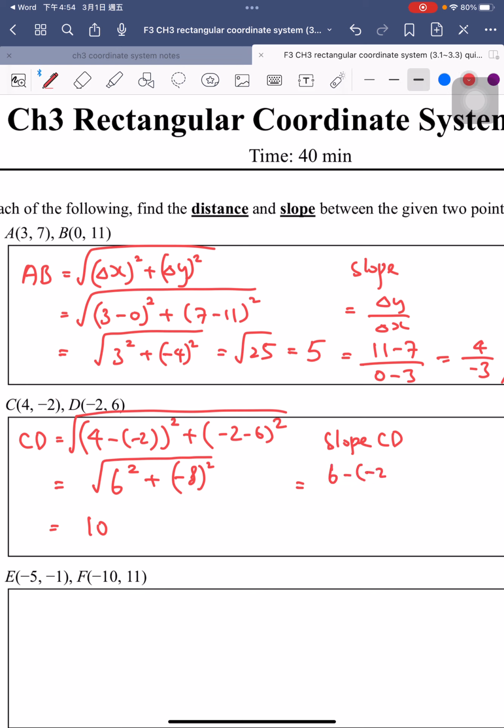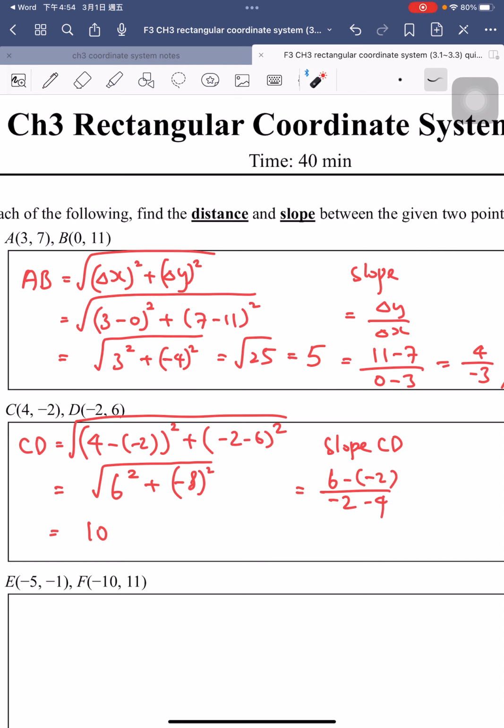6 minus negative 2, and then we divide it by negative 2 minus 4. So bear in mind, for the front two numbers, 6 and negative 2 are from here, y1 and x1... and negative 2 and 4 are from here, the y1 and x1. So they always come in pairs.